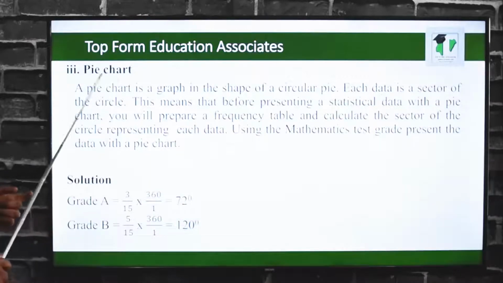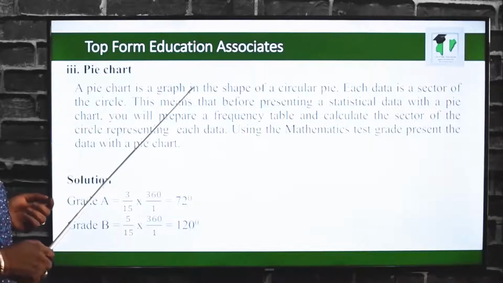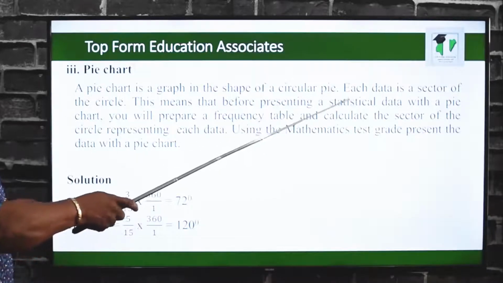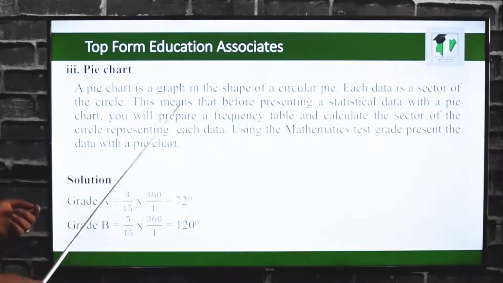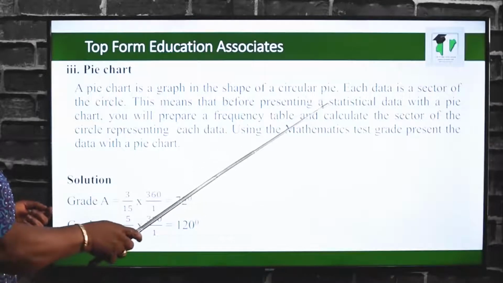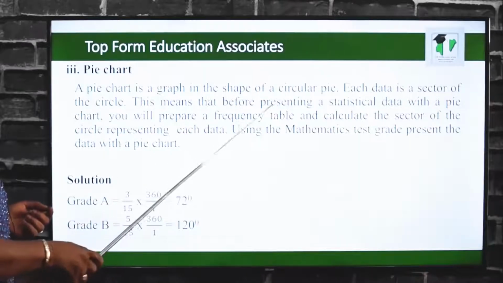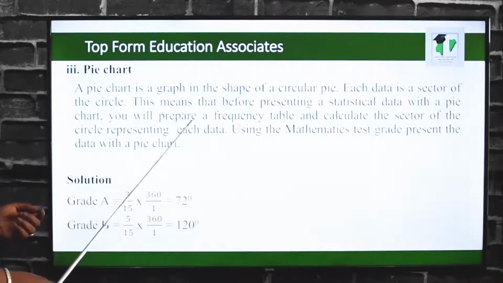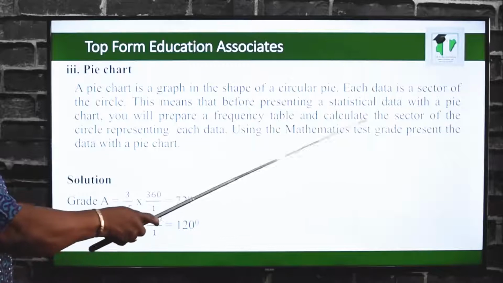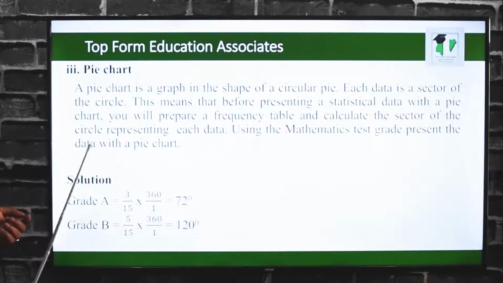Number 3, pie charts. A pie chart is a graph in the shape of a circular pie. Each data is a sector of the circle. This means that before presenting statistical data with a pie chart, you will prepare a frequency table and calculate the sector of the circle representing each data. Using the mathematics test grade, present the data with a pie chart.